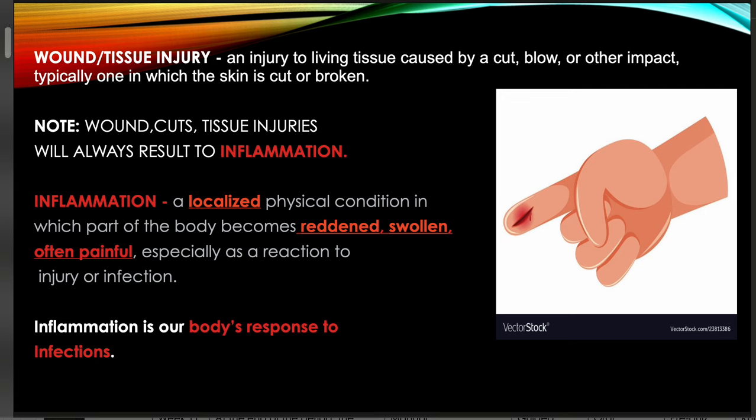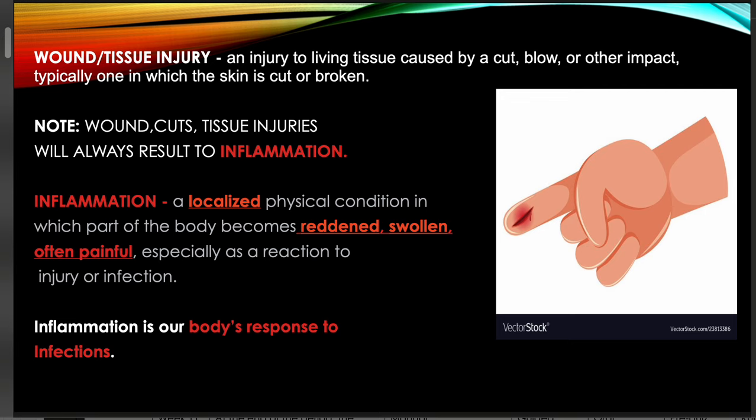Okay? So, just to put it into words. So, what is a wound or tissue injury? It's an injury to a living tissue caused by a cut, blow, or other impact, typically one in which the skin is cut or broken.